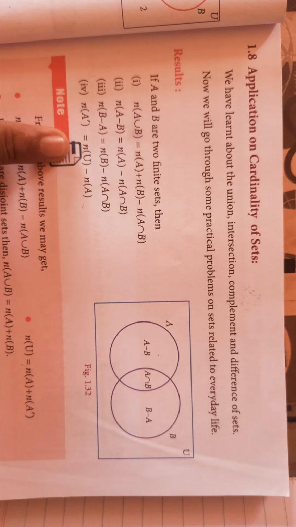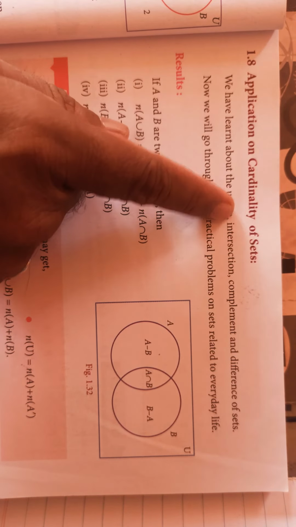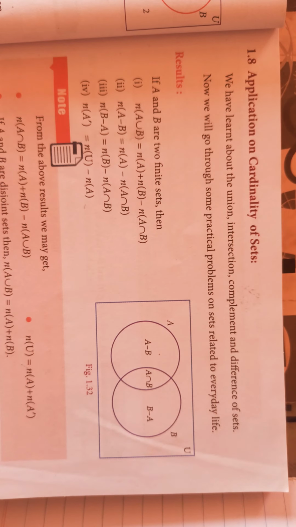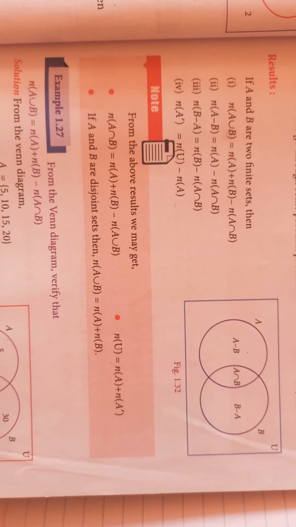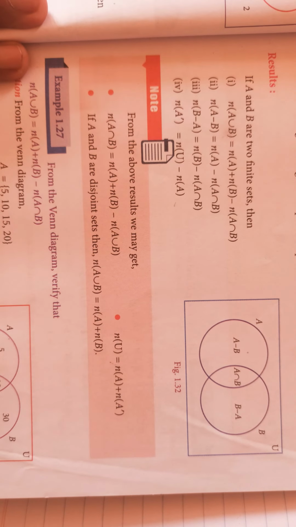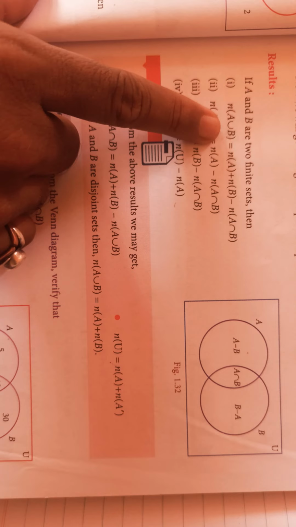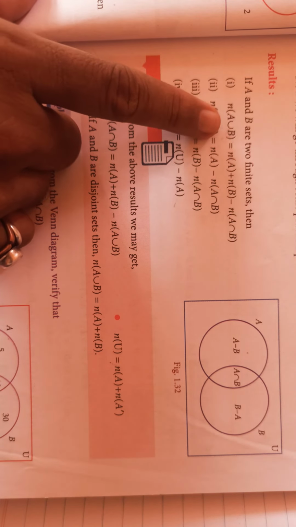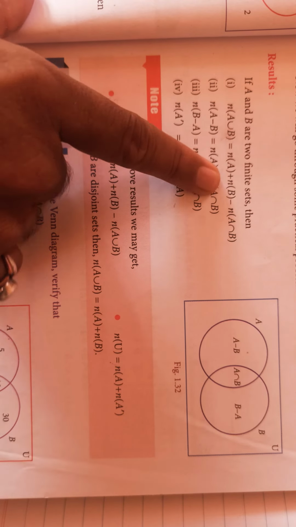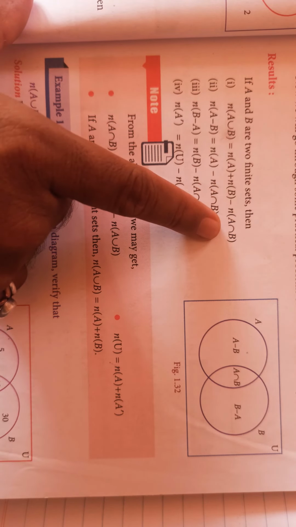Next, we are coming to application of cardinality of set. In this we are going to see a few results based on the number of elements in a particular set. The result is n(A ∪ B) = n(A) + n(B) − n(A ∩ B).